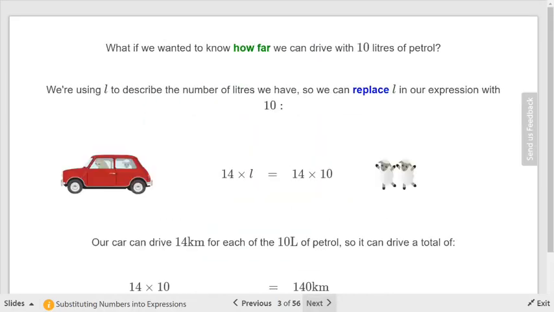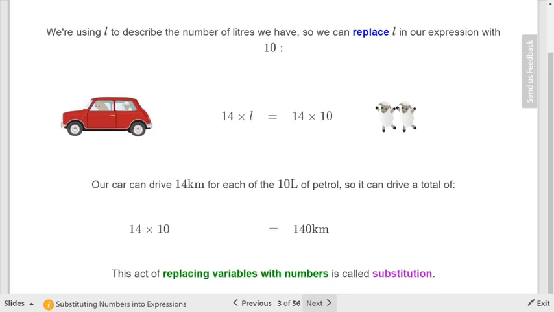So, what if we wanted to know how far we could drive with 10 liters of petrol? Okay? 10 liters of petrol. So New Zealand. All right. So we're using L to describe the number of liters we have. So we can replace the L in our expression with 10, right? Because we want to know about 10 liters. So here's our expression. 14 times L, which means that for every 1 liter, we can go 14 kilometers.